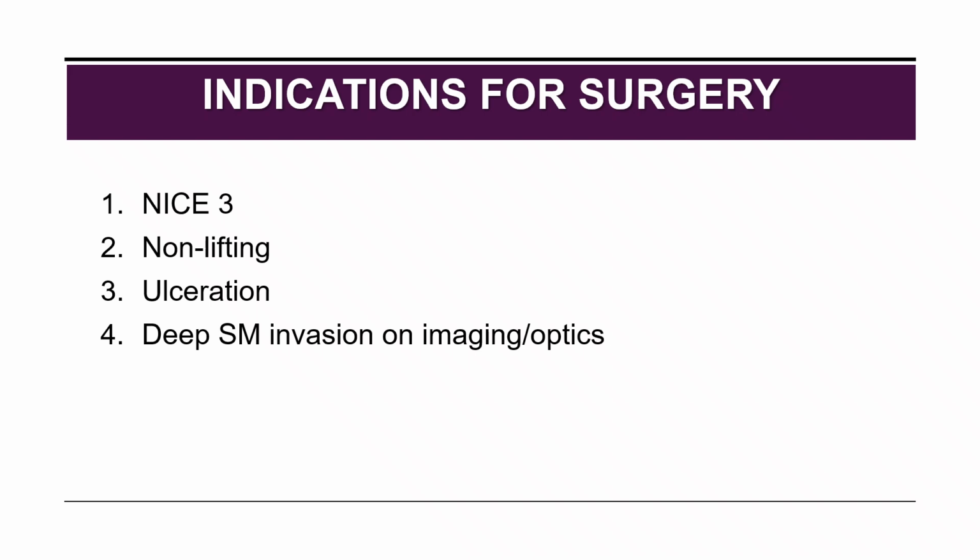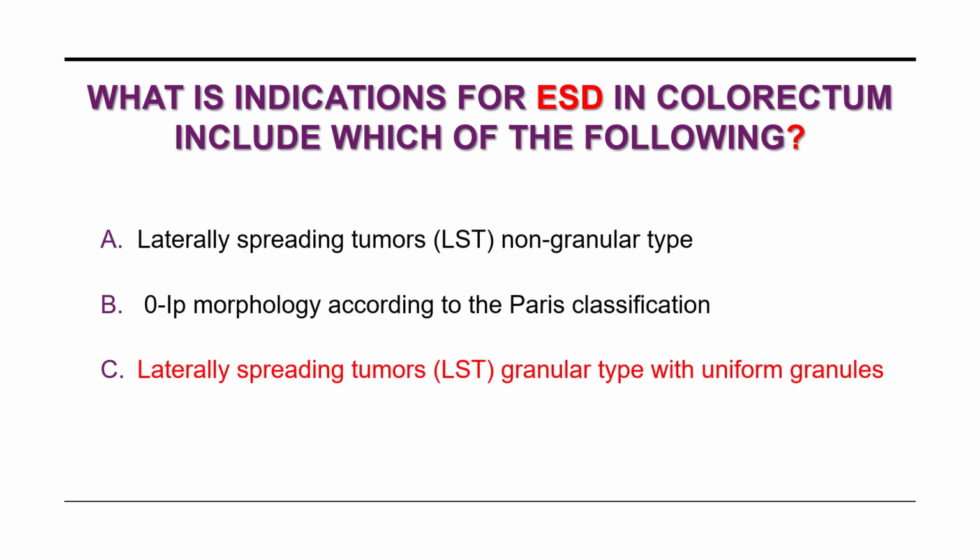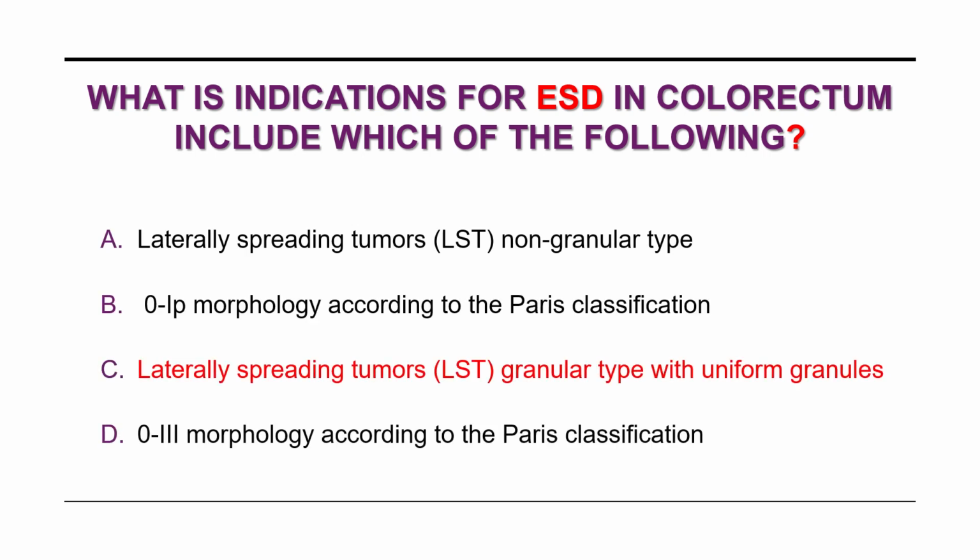Surgery is indicated if NICE 3, if you try to lift it and it doesn't lift, if you found ulceration with depression in the center, or deep submucosal invasion on imaging or using optical endoscopy. So the answer will be lateral spreading tumor, granular type with uniform granules.